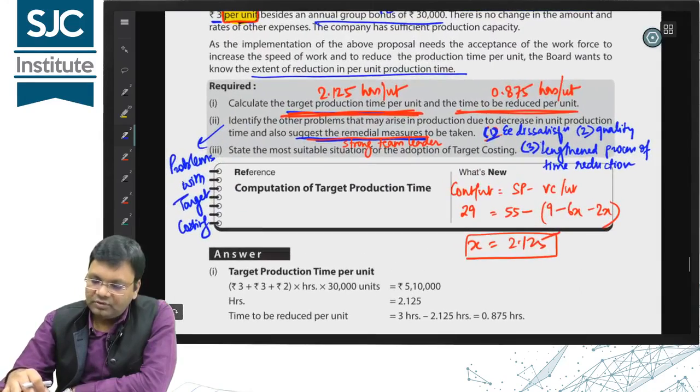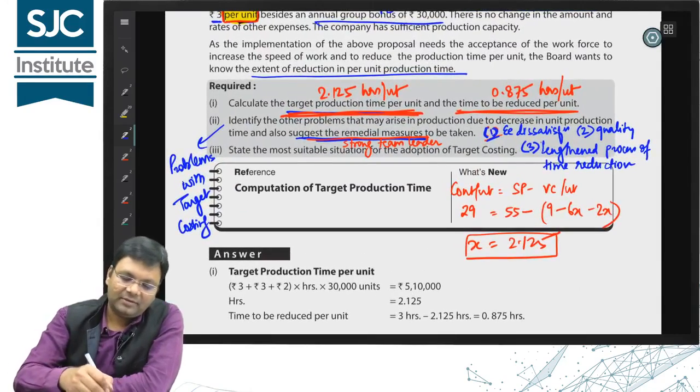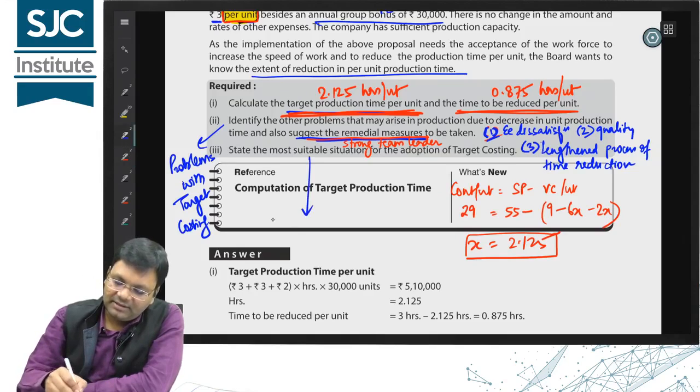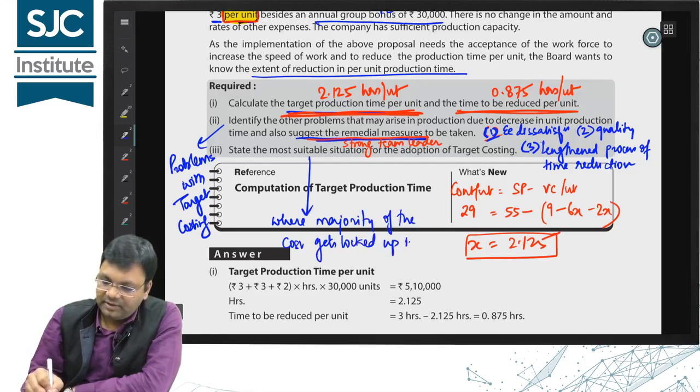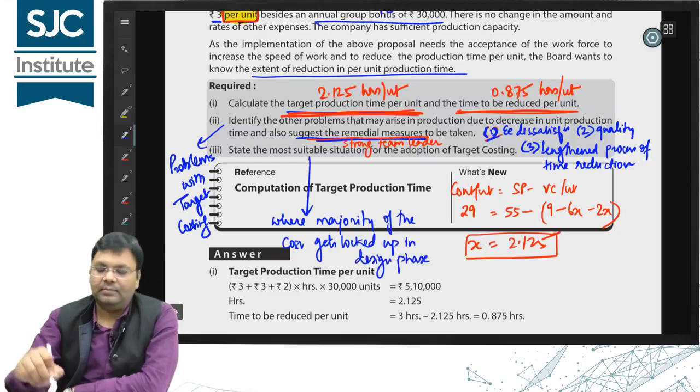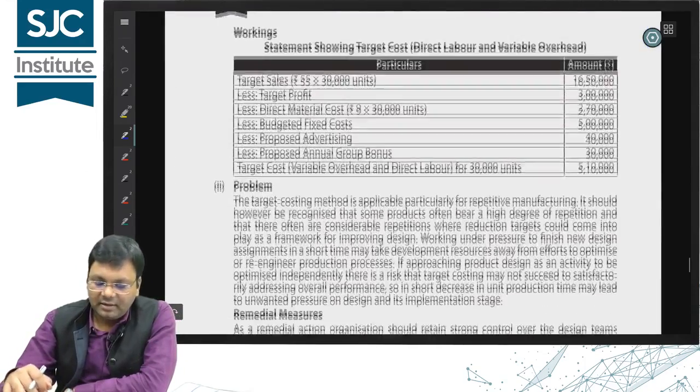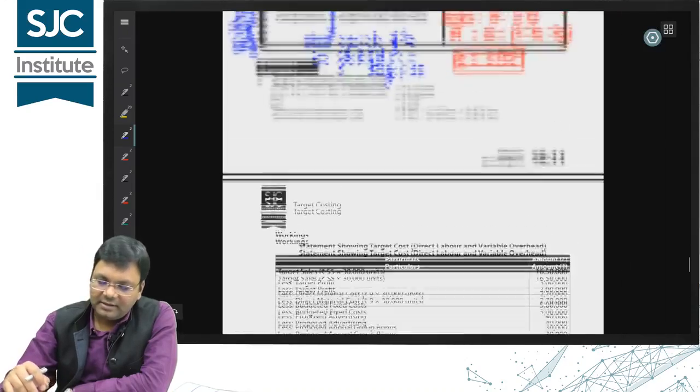Third question is the most suitable situation for adoption of target costing, and this was also done with you in the previous discussion. Most suitable is where the majority of the cost gets locked up in the design phase. Remember this. So this answer needs to be written here, and all are worked upon well here.